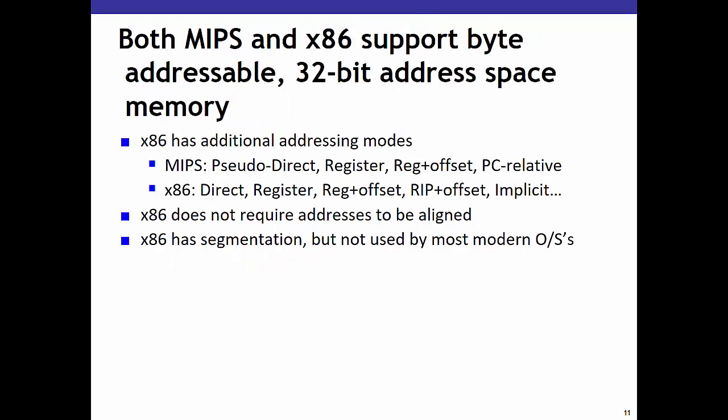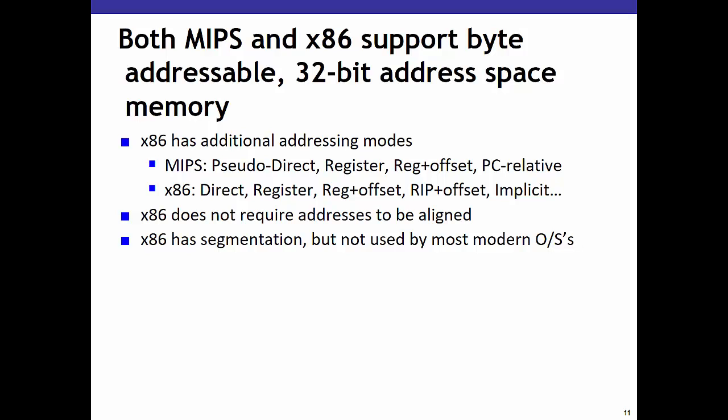Finally, both MIPS and x86 support byte-addressable 32-bit address spaces of memory. They're both very similar in this respect. Byte addressability is just very useful when it comes to accessing different types of data, such as characters, or integers, or floats, or doubles. And the 32-bit address space is just directly what we get from having a 32-bit architecture.